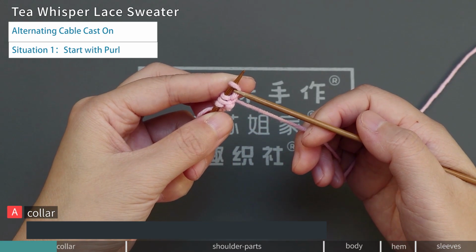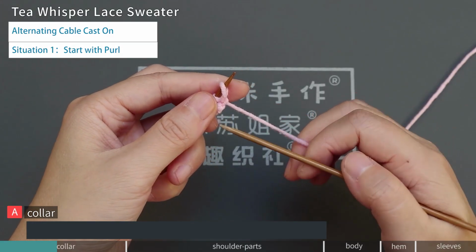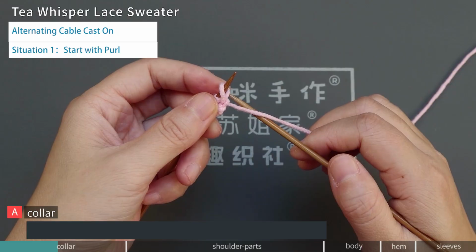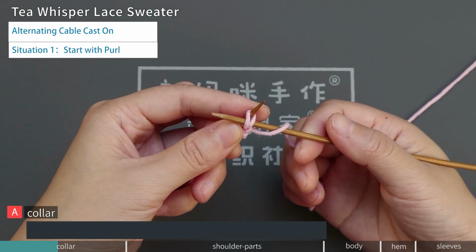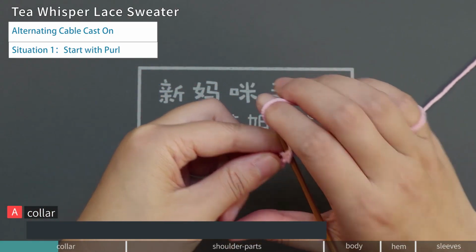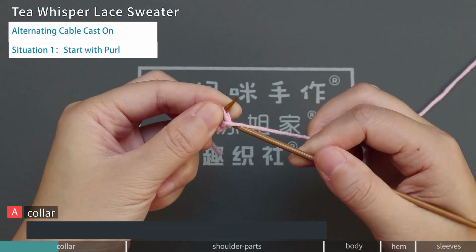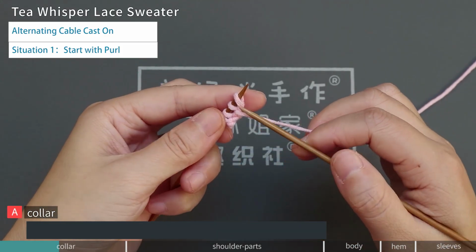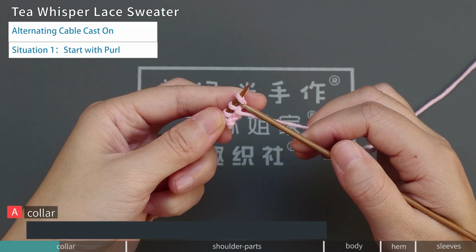Now work one more purl stitch cast on. Place the right needle below the yarn. Insert between the loops. Yarn over and draw through. This is the fifth stitch.